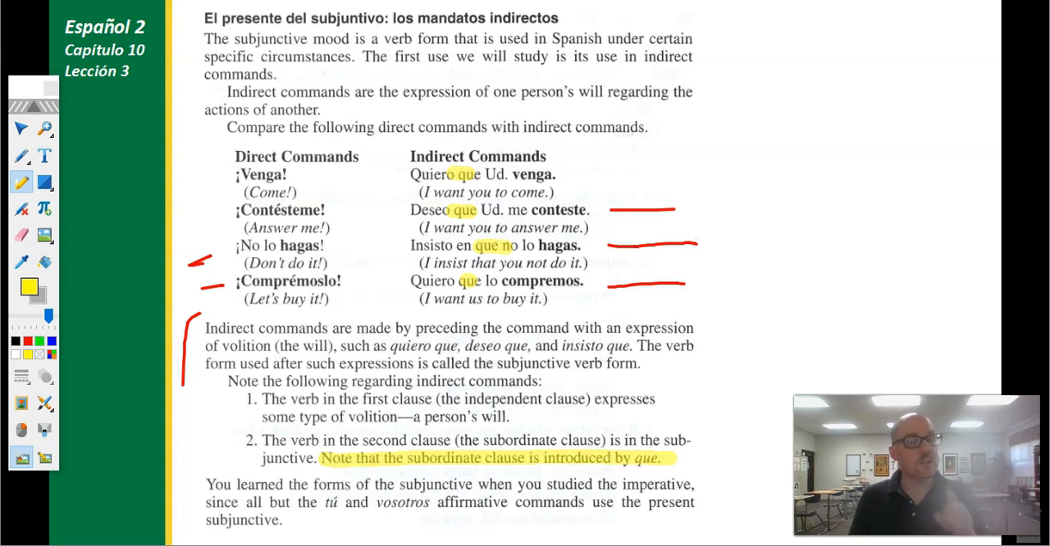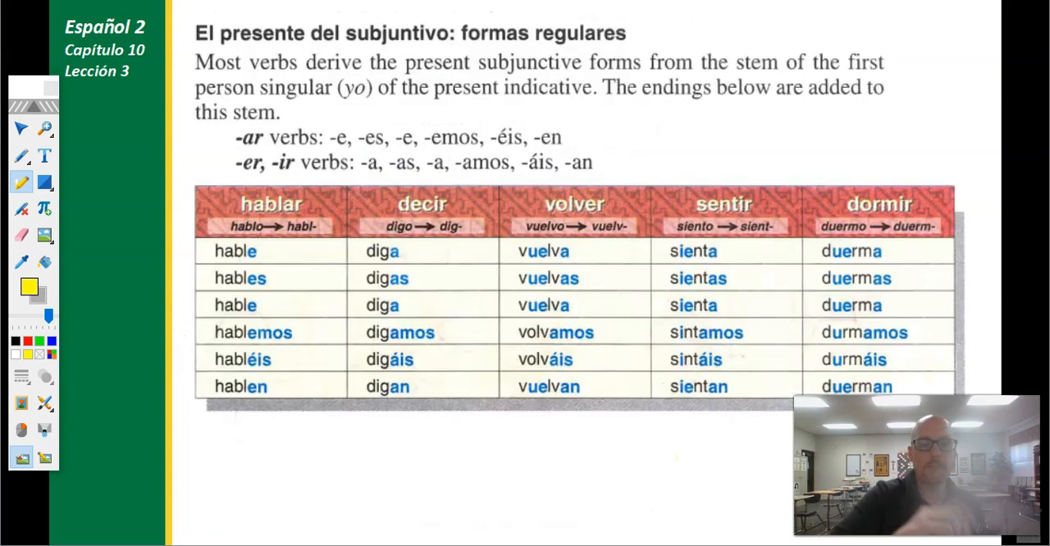So I've got an expression of will plus que, then my verb after that is going to be in the subjunctive. The nice thing is, you've already learned the forms of the subjunctive because, wait for it, it's conjugated the same way as the imperative. Look at that note right here on the bottom of the slide. This is a lifesaver for us. You learned the forms of the subjunctive when you studied the imperative. Since all but the two in the vosotros affirmative commands, they use the present subjunctive. So, no problem. The present subjunctive is the same as the command form.